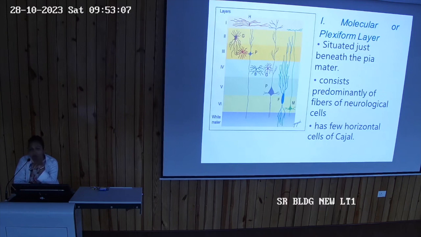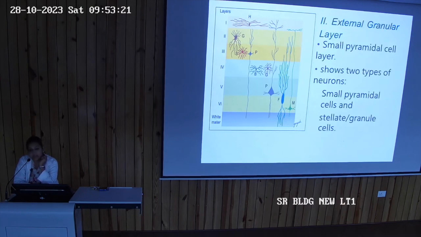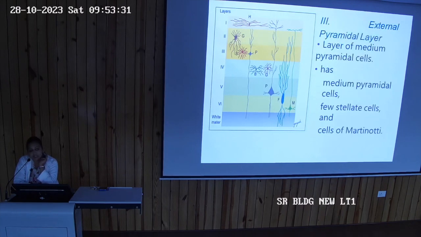Molecular layer, now you all know which type of cell is present in the molecular layer. First one, horizontal cells of Cajal are present. It also has numerous neuroglial cells. Second is external granular layer. It has small pyramidal cells and numerous stellate or granule cells, the second type of cells that we had discussed. Third is external pyramidal layer, which has medium sized pyramidal cells. As we go deeper, the size of pyramidal cells starts increasing. So we have medium sized pyramidal cells, few stellates, that is granule cells, and cells of Martinotti.